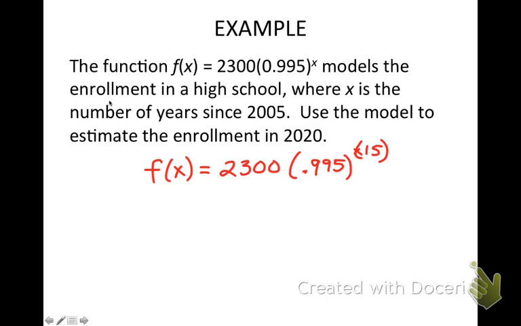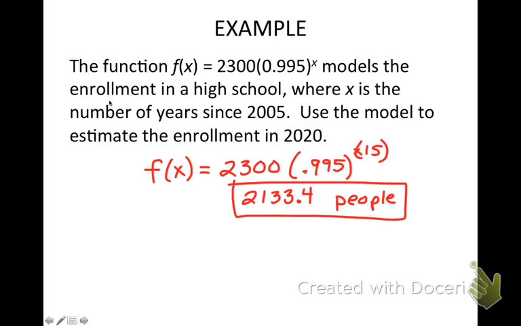So I would grab my calculator and type in 2300 times 0.995 to the 15th power, and we get 2,133.4 people. Well, you're estimating. So 0.4 people, if you were to estimate, we could say about how many people? 2134. You would round up? Okay. So 2,134 people in 2020.